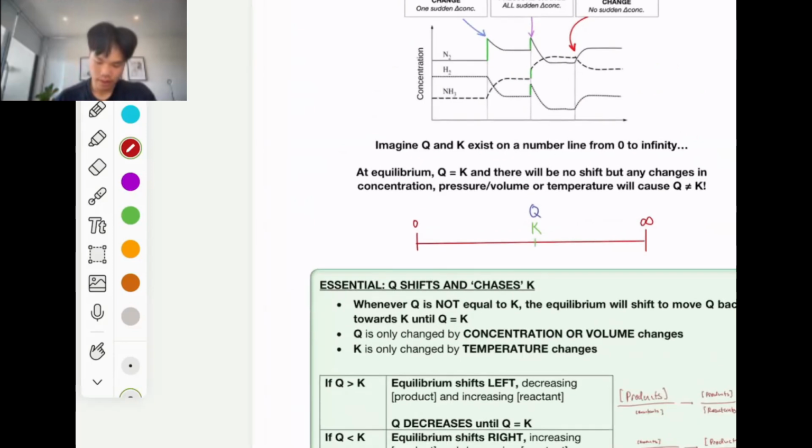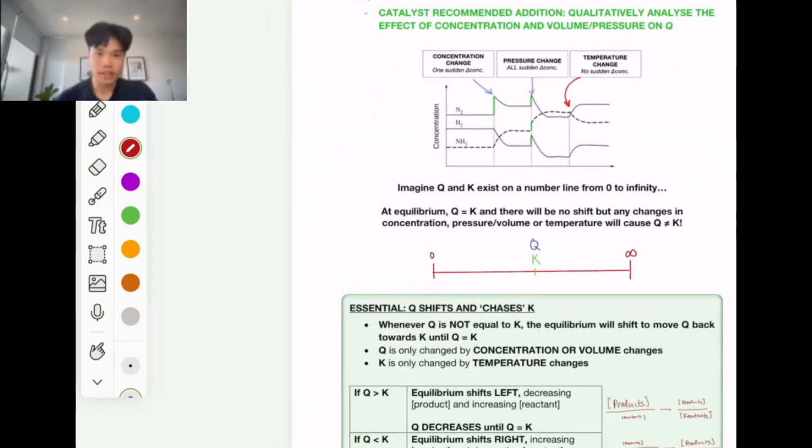Okay. Factors affecting K and Q. You should know the only thing that affects K is temperature, and the other two factors, concentration and volume or pressure changes, will affect Q.